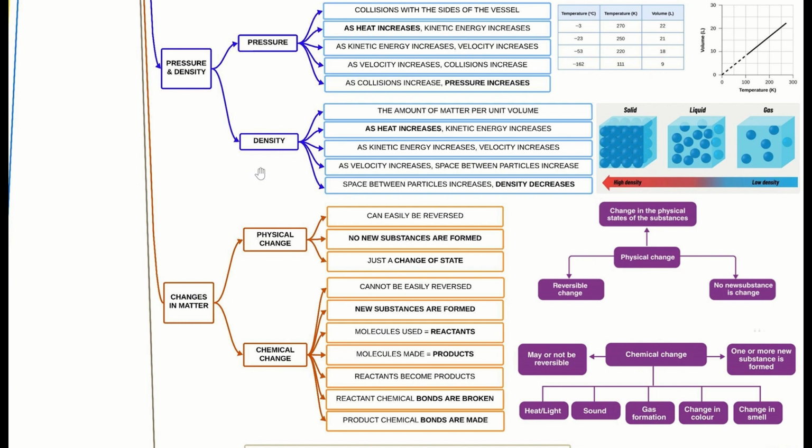Now we have density, which is the amount of matter per unit volume. So D equals M on V. As heat increases, the kinetic energy increases. As the kinetic energy increases, the velocity increases. As the velocity increases, the space between the particles also increases. And when the space between the particles increases, density decreases because we've got less matter per unit volume. Okay, this lovely diagram here illustrates it perfectly.